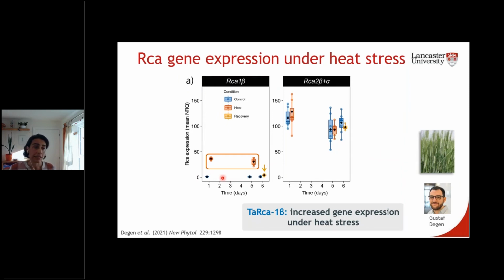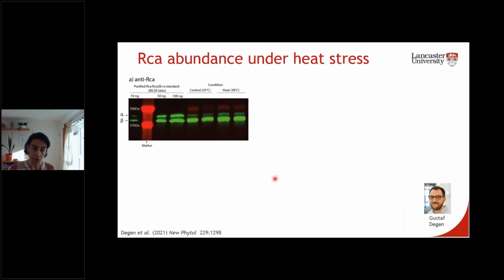Well, basically the 1-beta isoform, which had the higher temperature optimum, increased in expression relative to the other isoforms and responded relatively fast. So after 1 day at 38 degrees, it was already increased. And when the plants were returned to 25 degrees, the expression went down. Now, gene expression gives us a good indication, but we wanted to know what happens in terms of protein.